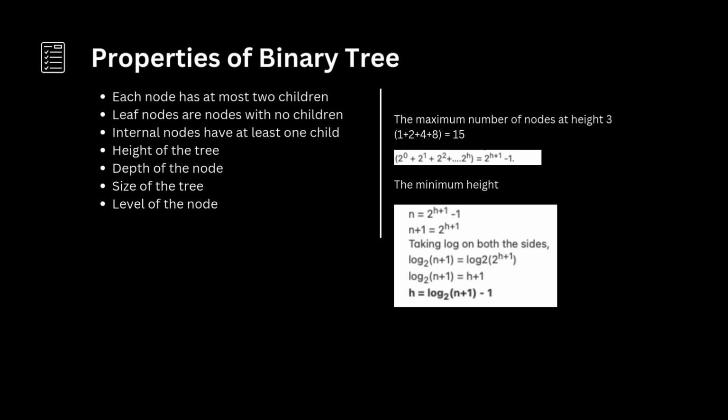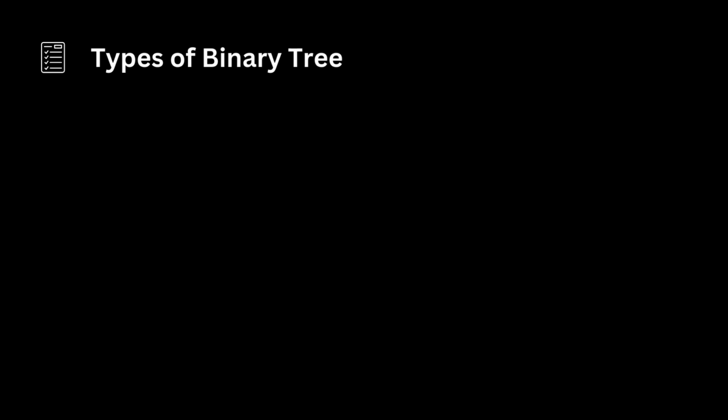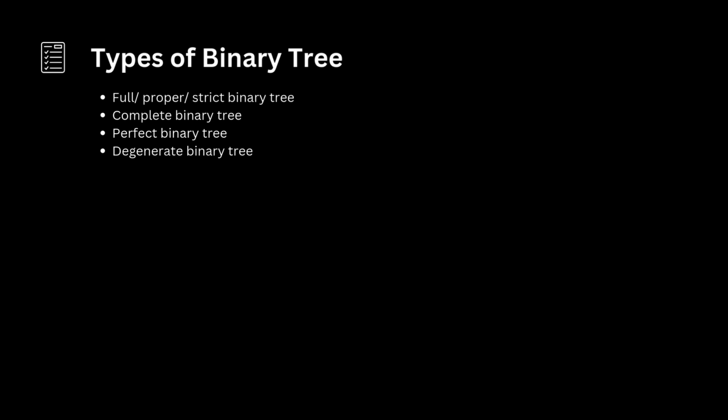Now let us see the types of binary tree. There are five types of binary tree: full binary tree, complete binary tree, perfect binary tree, degenerate binary tree, and balanced binary tree. Let us see the first one, that is the full binary tree. The full binary tree is also called a proper binary tree or strict binary tree. The terms full binary tree, proper binary tree, and strict binary tree are often used interchangeably, but they can have slightly different interpretations depending on the context. We can see the clarification here.